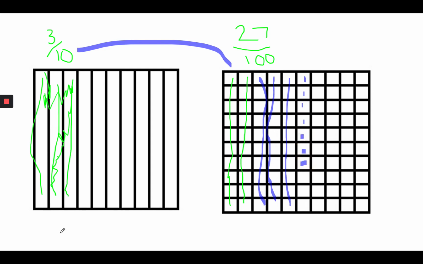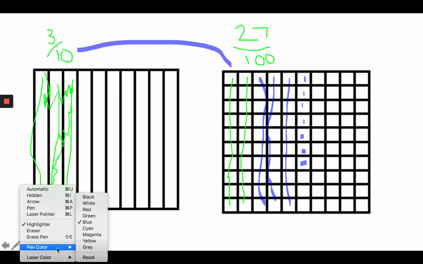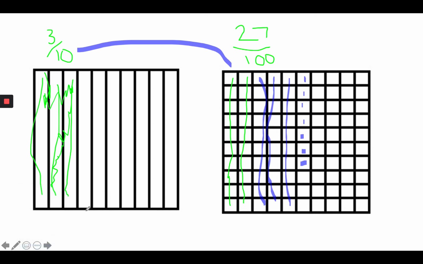So how much do I have all together? How much do I have all together? Well, I've got 10, 20, 30, 40, 50, 50 plus 7, so it's 57 hundredths. 57 hundredths of the mural was painted. So let's see if I could go back.